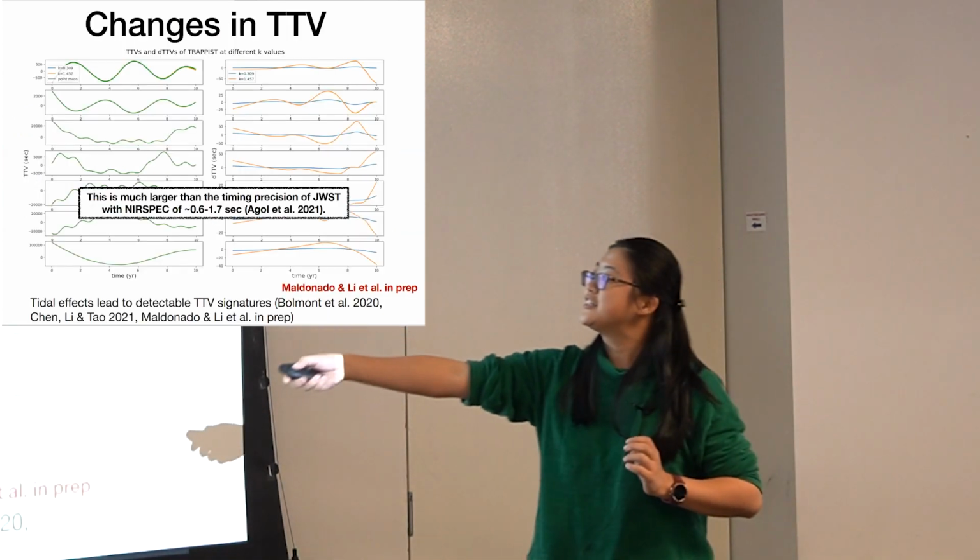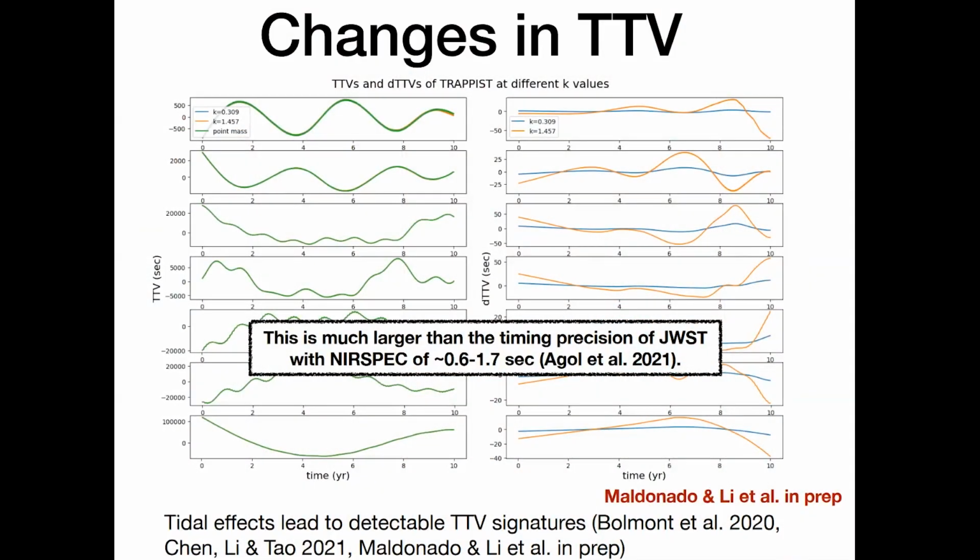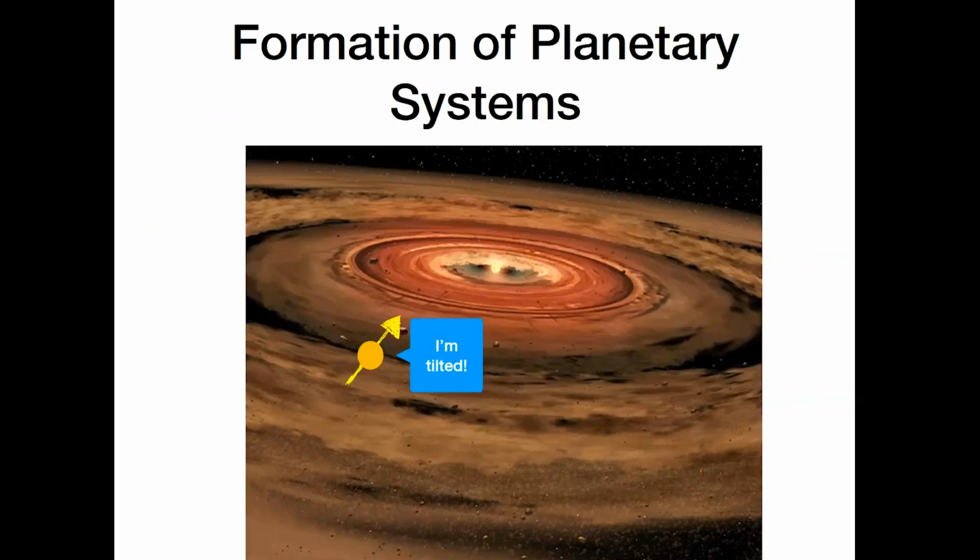Okay, so the spin variation can also cause interesting signatures on transit timing variations. Due to the time limit, I'm not going into the detail, but talk to me after the talk if you're interested in transit timing variations and characterizing planetary companion masses.